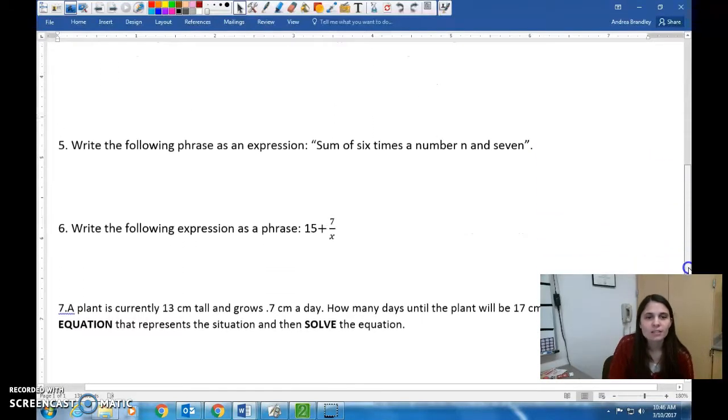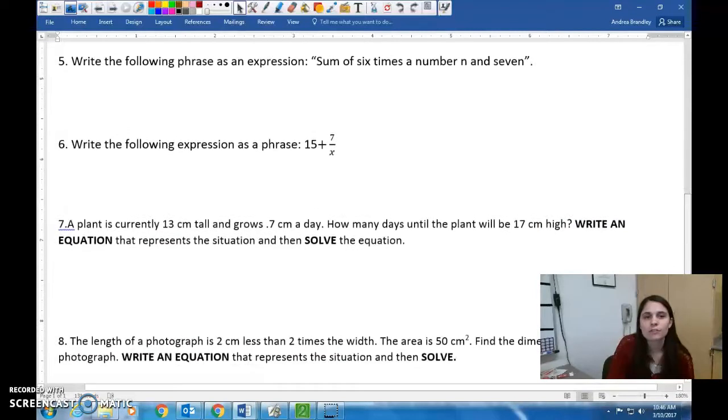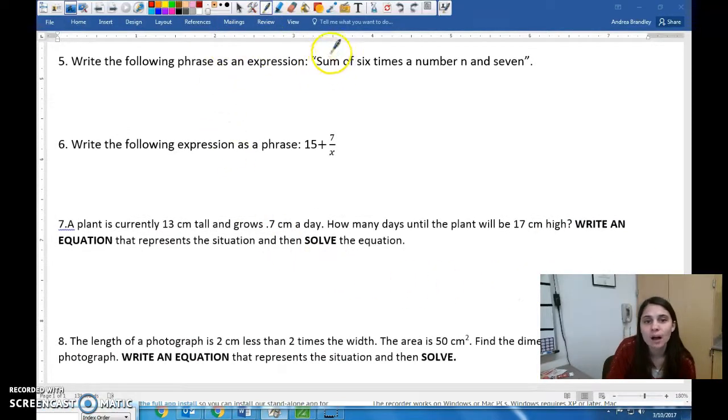So numbers 5 and 6 have to do with going between phrases and expressions. So this starts with sum. And I know that sum comes from addition. So I'm going to be adding something. So it's the sum of 6 times a number n. So I have 6 times n and 7. So I have 6n plus 7.